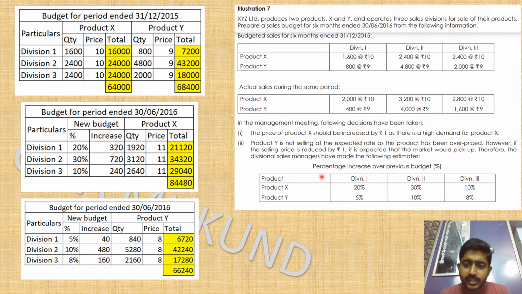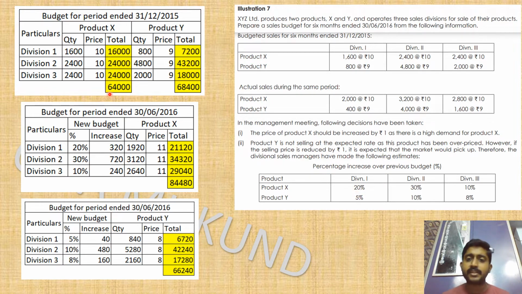And next, what is the thing? With this, the sales manager has given the following increase. So percentage increase over the last 6 months budget. How much percentage will your sales increase by doing these two suggestions given by the sales department?